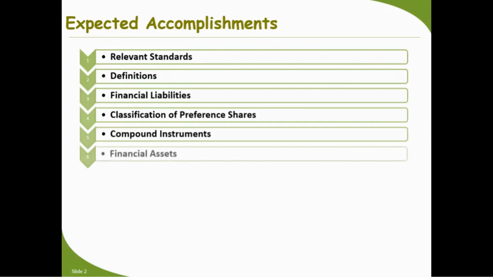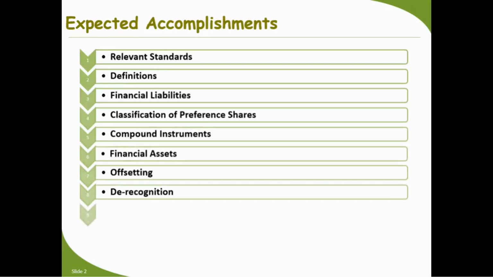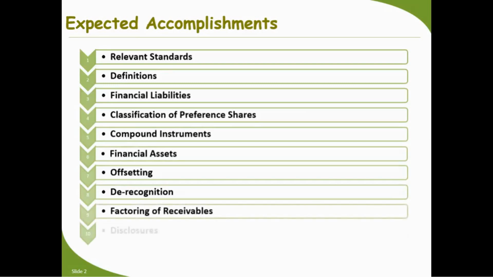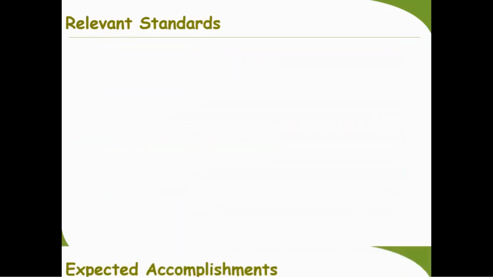Then we will talk about what financial assets are and how they will be recognized and accounted for in your financial statements. Then we will talk about whether we can do offsetting or not. Then what the derecognition criteria are for financial assets and liabilities. Then we will talk about factoring of receivables, and finally we will discuss disclosures and some exam questions. So this is a very comprehensive topic and we will discuss it in one sitting.